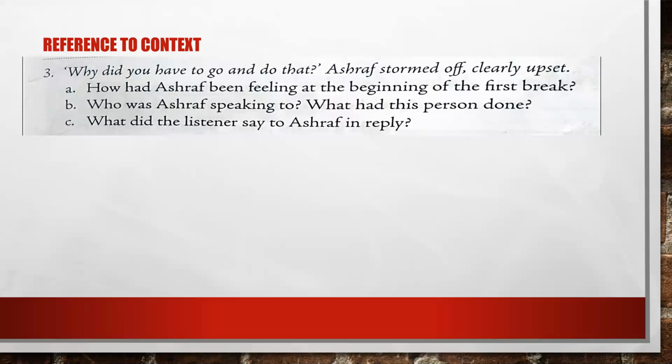And then you have some reference to context questions. The text is given and you have 3 questions each. So the first one, that is numbered as 3, the first reference to context question is this. Why did you have to go and do that? Ashraf stormed off, clearly upset. And you have 3 questions to answer based on that line.